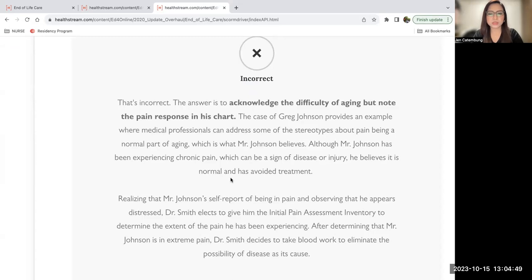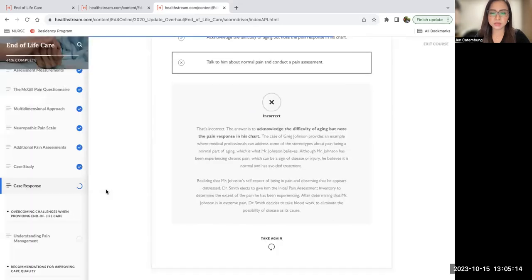Realizing Mr. Johnson's self-report of being in pain and observing that he appears distressed, Dr. Smith elects to give him the initial pain assessment inventory to determine the extent of the pain he has been experiencing. After determining that Mr. Johnson is in extreme pain, Dr. Smith decides to take blood work to eliminate the possibility of disease as its cause.